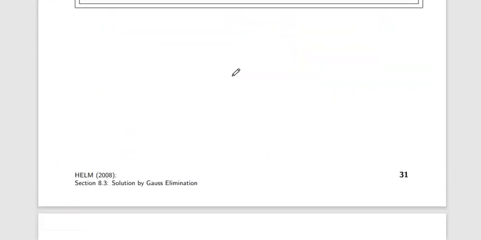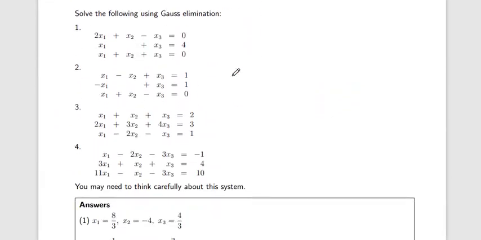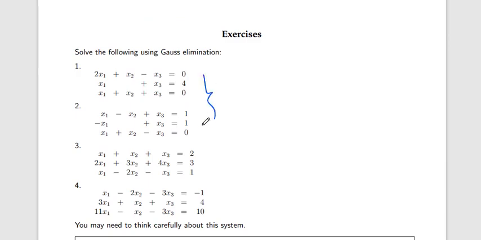Now, in the last lecture I will give these two as assignment questions. You have to solve the third and fourth questions with the help of Gauss elimination, solving these linear equations, and upload it in the RNWIET application.